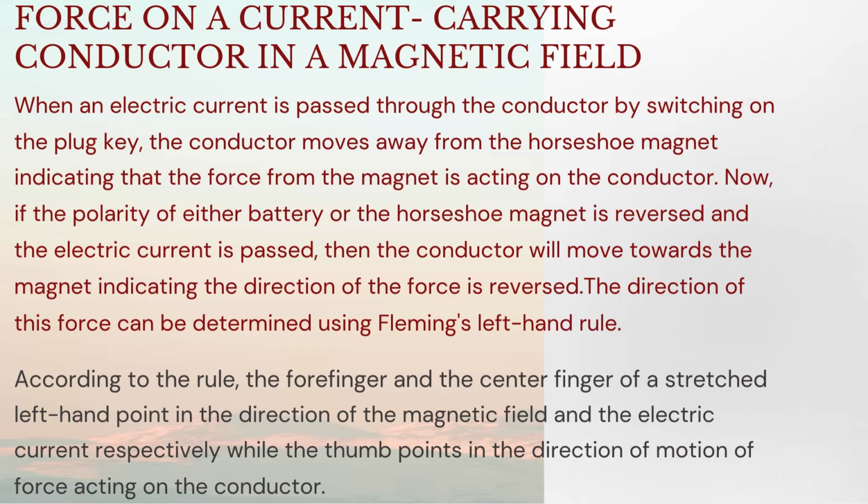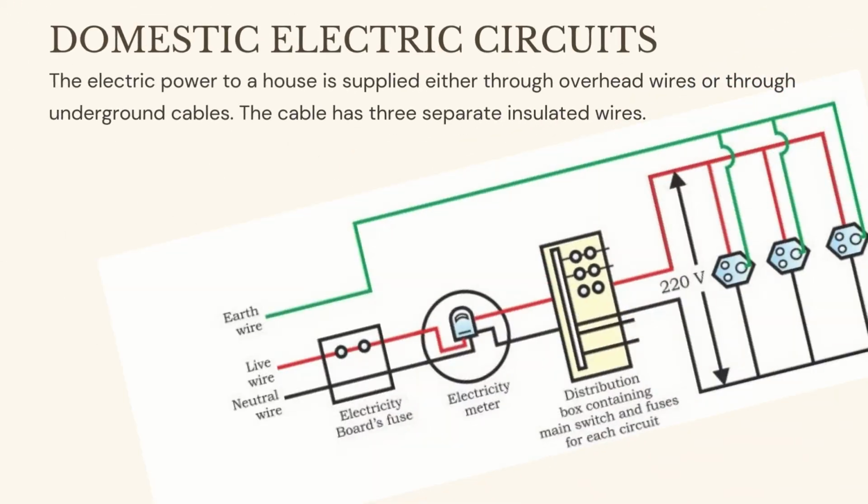The direction of this force can be determined using Fleming's left-hand rule. According to the rule, the forefinger and the center finger of a stretched left hand point in the direction of the magnetic field and the electric current respectively, while the thumb points in the direction of motion of force acting on the conductor. Domestic electric circuits.